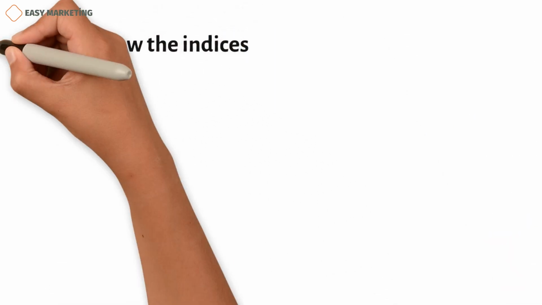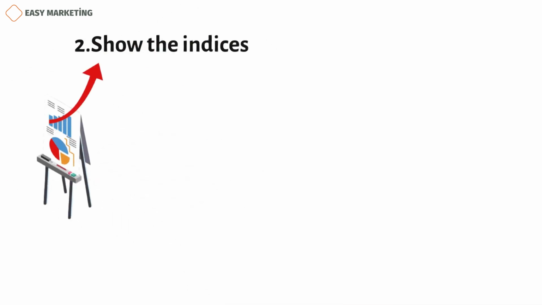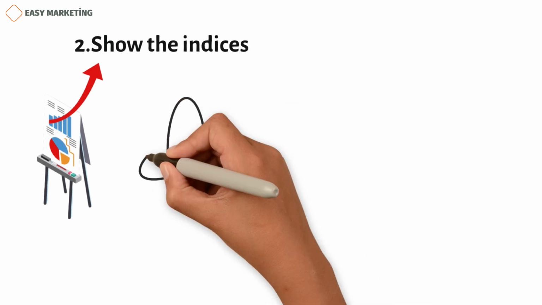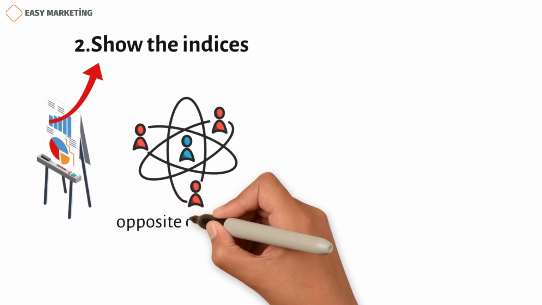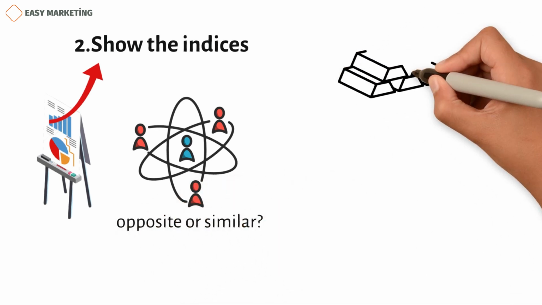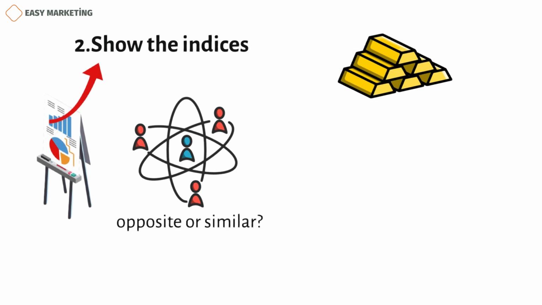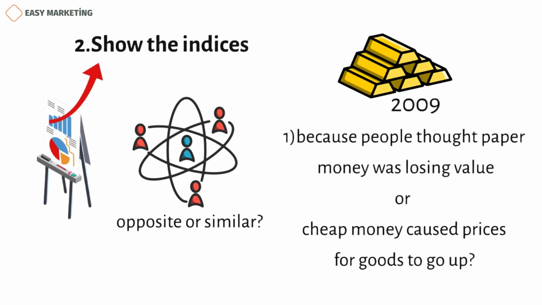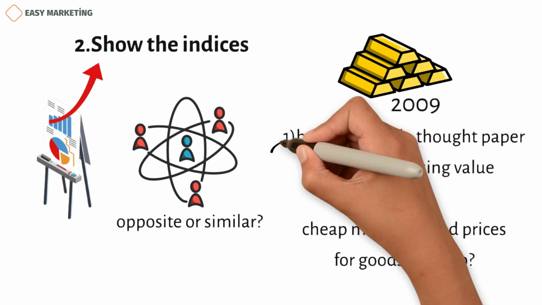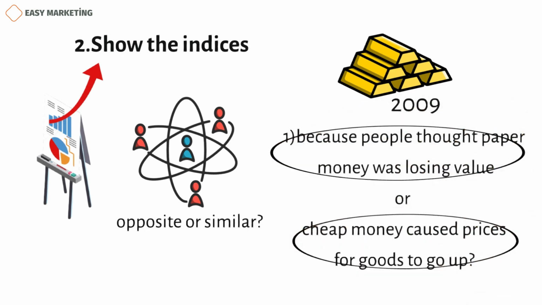2. Show the indices. Charting the important indexes for each market over a longer time frame can help a trader. A trader can use this exercise to figure out how different markets are connected and whether the behavior of one market is opposite or similar to that of another. For example, the price of gold hit an all-time high in 2009. Was this because people thought paper money was losing value so quickly that they needed to switch back to hard currency, or because cheap money caused prices for goods to go up? The answer is that it could have been both, or, as we've already said, speculative activity that caused market fluctuations.